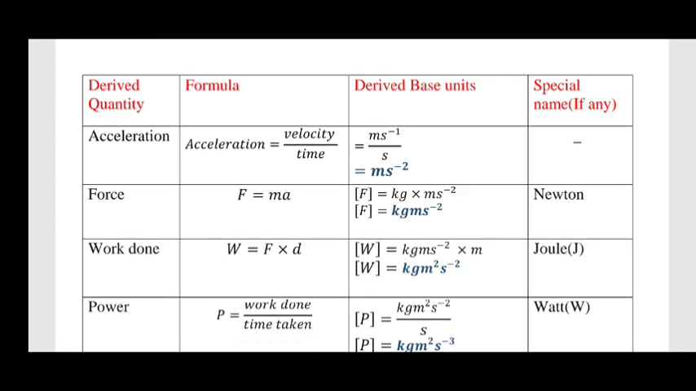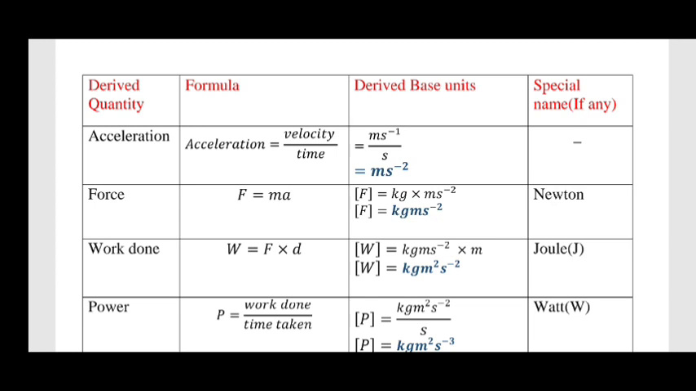The first one is acceleration. Acceleration is mainly velocity over time. So if you say, what are the units of velocity? Meters per second. So in our table, we have four columns, one for derived quantities, one for the formula, one for the base units, and one for the special name.